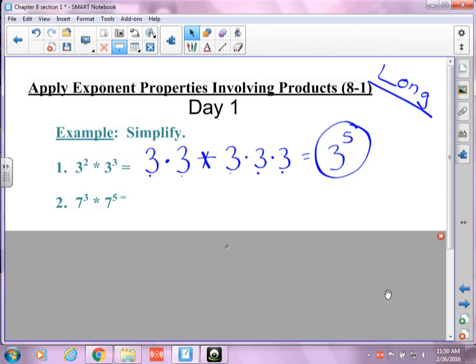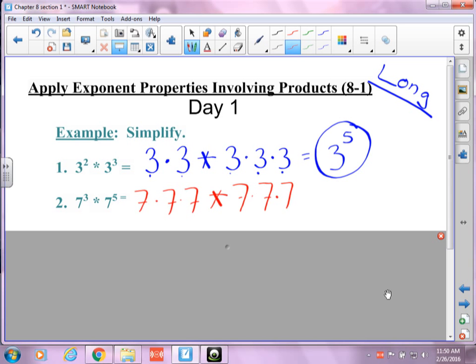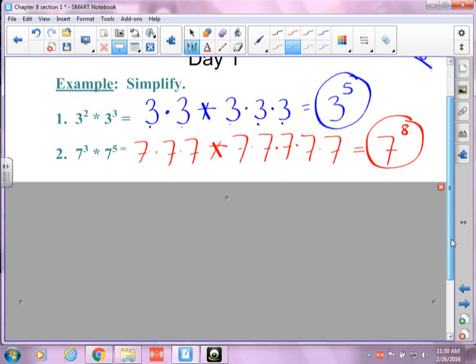Okay, let's look at this next one. I've got 7 to the 3rd power, so what does that mean? There's 3 7s. So 7 times 7 times 7, and then 7 to the 5th. How many 7s are there altogether? 8. Now make sure when you make your numbers that the bases are big and the exponents are little. It's really important that you do it that way. All right, let's keep going.